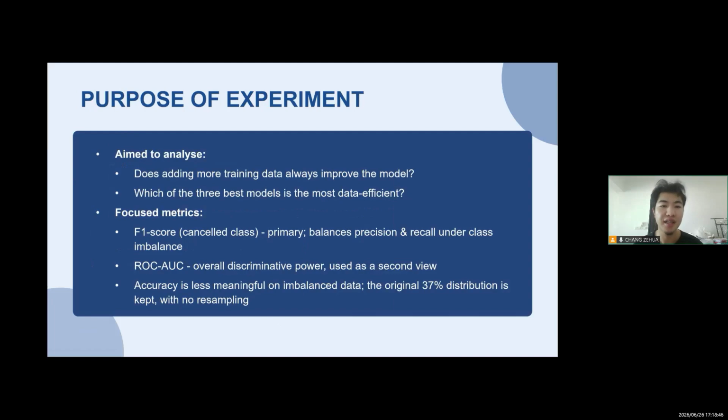Now to my part, experiment set 4. The question I investigate is simple but important. Does adding more training data always lead to a better model? And which of our models is the most data efficient?